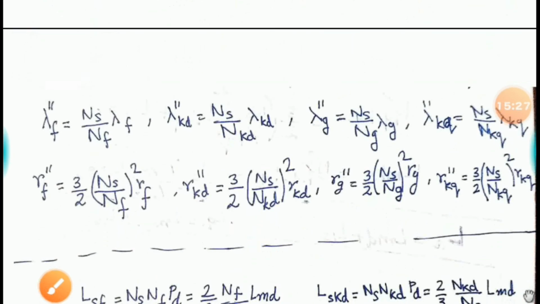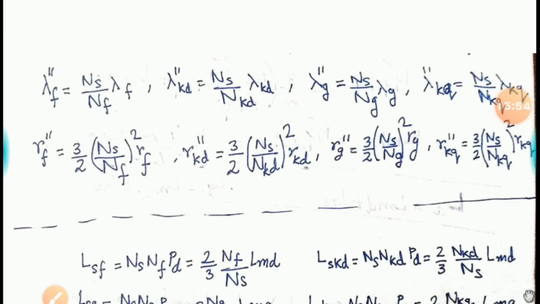Likewise, what happened in case of flux linkage? In case of flux linkage, it is very obvious that it will follow the pattern of voltage, because your voltage is proportional to your flux linkage. So obviously, if your voltage follows V1 by V2 equal to N1 by N2, then your flux linkage will also follow the same. So here we are getting this for flux linkage.